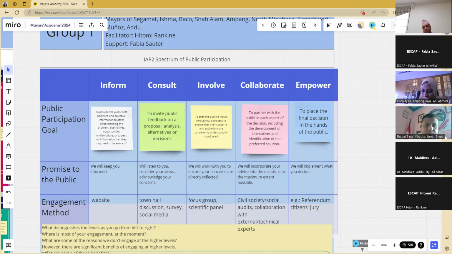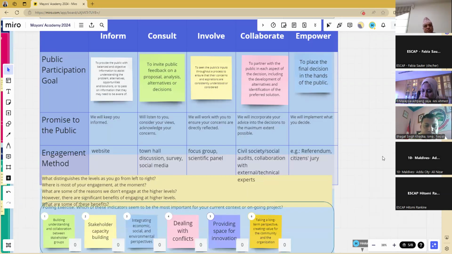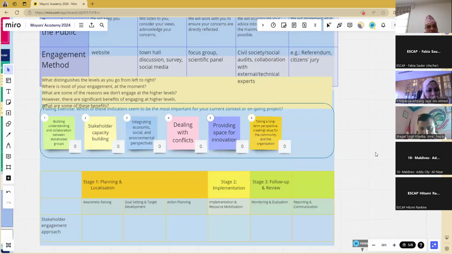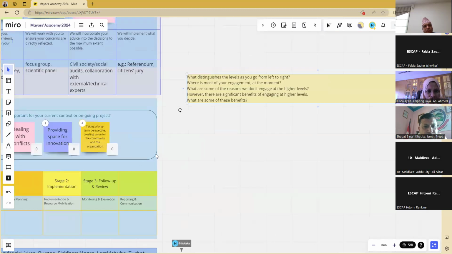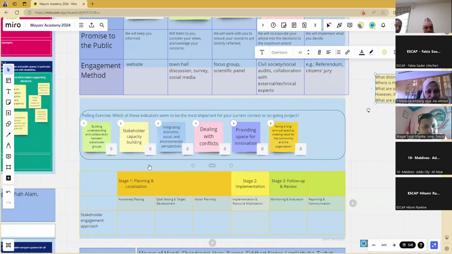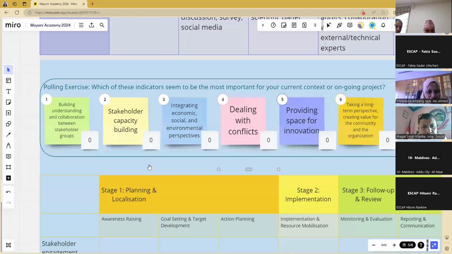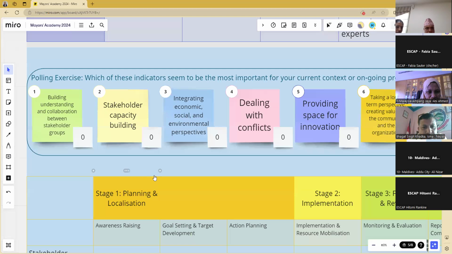Okay, so I think we will move now to the next part of the exercise. We will have only 5 minutes here, but I think we can manage that. So I think, Fabia, here we will do the polling exercise, right? Okay. So these are all some of the indicators of transformative engagement, right? So I'll just talk through them a little bit, right?